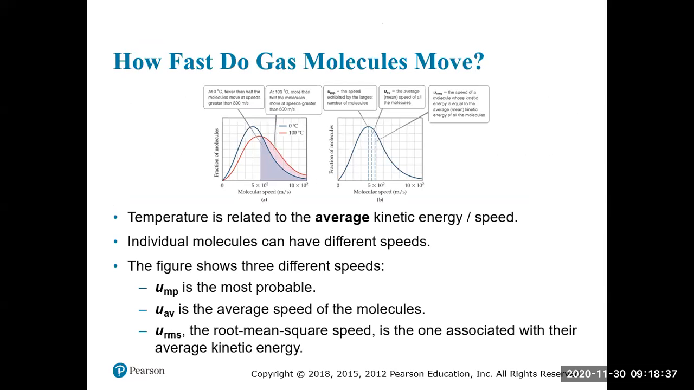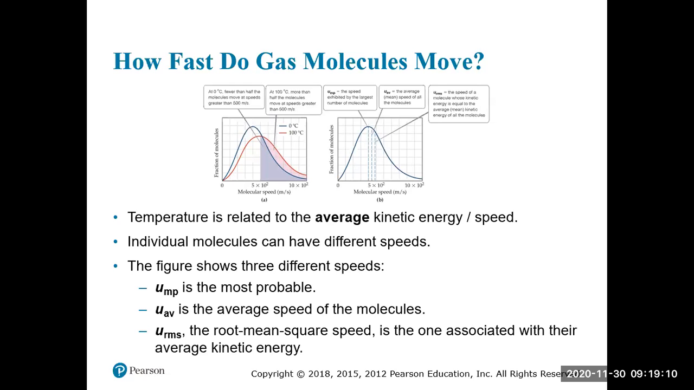So we see some examples of this. We see information about speed and kinetic energy. There's a slight difference in those, but those are similar type values. We're not going to really get into the exact difference today. But just remember, as you increase the temperature, the speed, the kinetic energy increases.